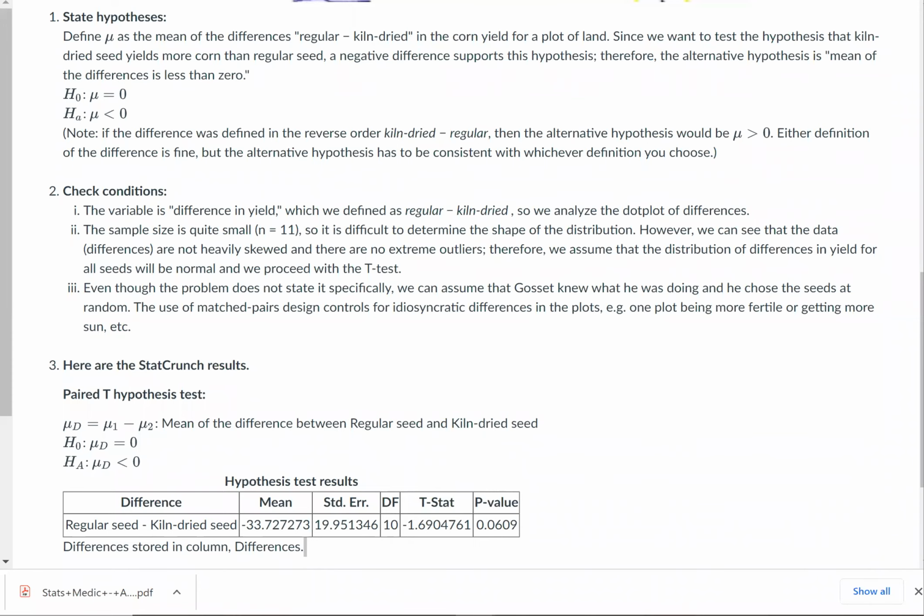So in the discussion on the previous page, the first thing that should be done is to state the hypotheses. We'll define mu as the mean of the differences, the regular minus the kiln dried, in the corn yield for a plot of land. Since we want to test the hypothesis that kiln dried seeds yield more corn than regular seed, then regular minus kiln dried should be negative, because regular is a smaller number because it's yielding less than the kiln dried.